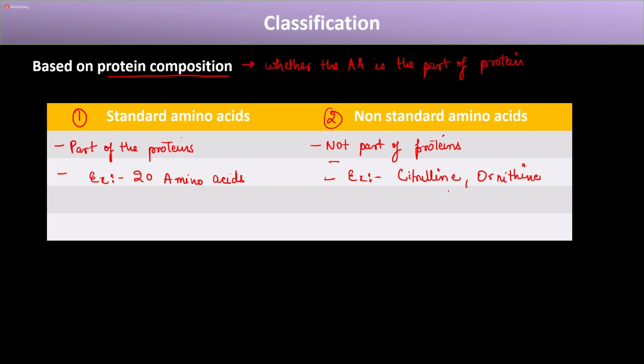These amino acids do not make the protein. They will not be present in the chain of protein, but instead they have certain other roles. For example, citrulline and ornithine are used in the urea cycle for urea synthesis. So they are not part of protein, but they have their own roles. So this is one type of classification, based on protein composition, that is whether the amino acid is a part of protein or not.